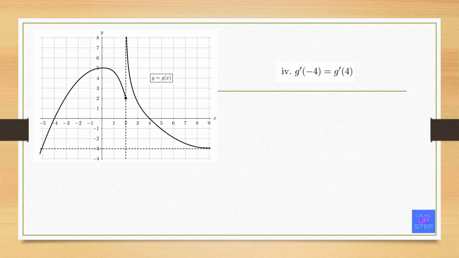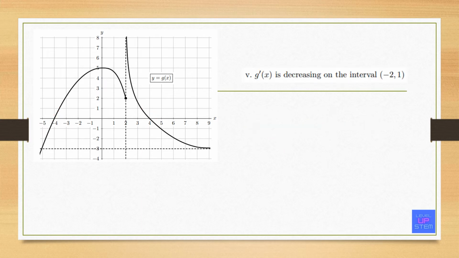And for our fourth question, we have g prime of -4 equals g prime of 4. So that's this slope right here compared to this slope. Well, we know that's not right because one's positive and one's negative, right? Yep, that'd be a false answer for the reason I just said.